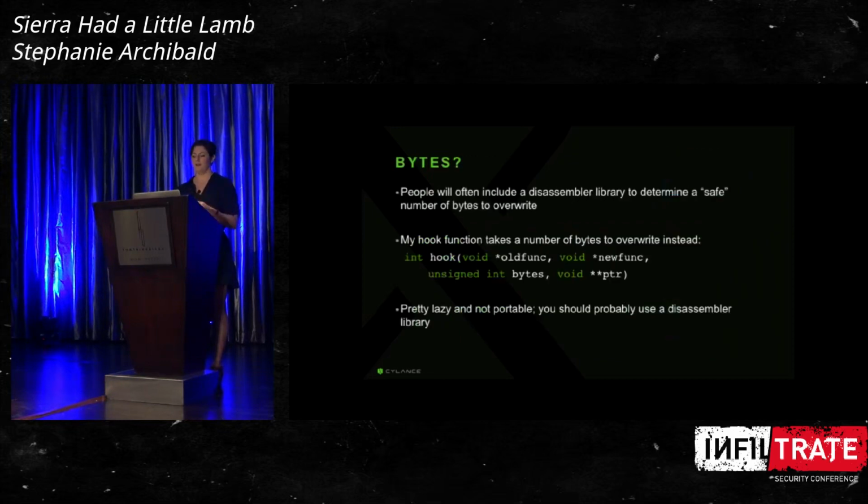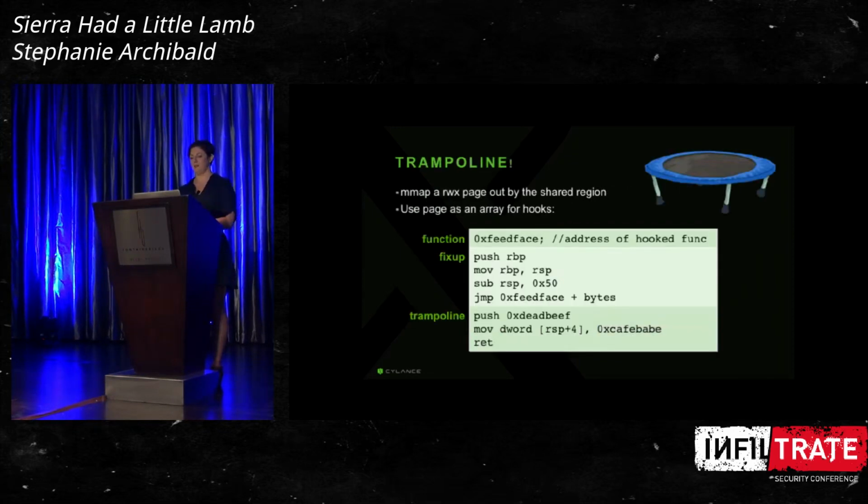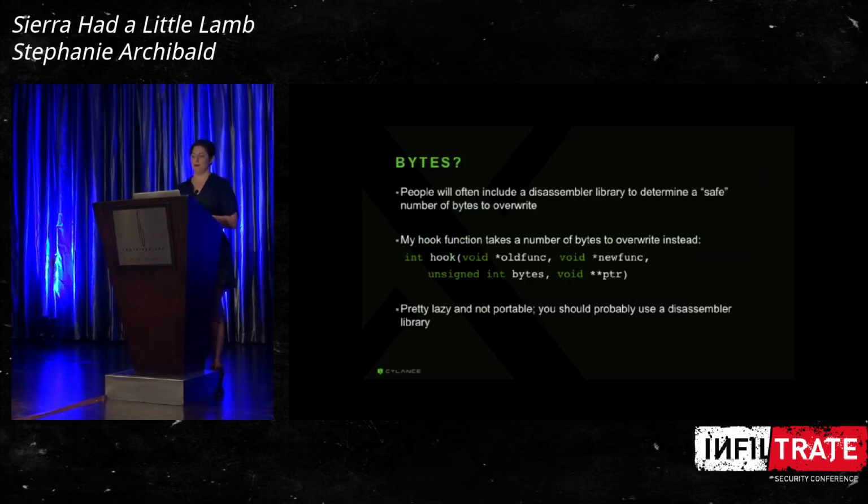Yep. So I was kind of a bit vague there, and I just said you jump bytes into the function, right? The number of bytes is going to vary depending on the function. It will be some value between 5 and 8. But yeah, most people will include a disassembler to sort of determine how many bytes to jump on the fly, so that way you know how many to knock out. I was just really lazy, and I put a variable in there. So it's not portable. You should probably use a disassembler library. But again, this is kind of proof of concept, and it was easier.